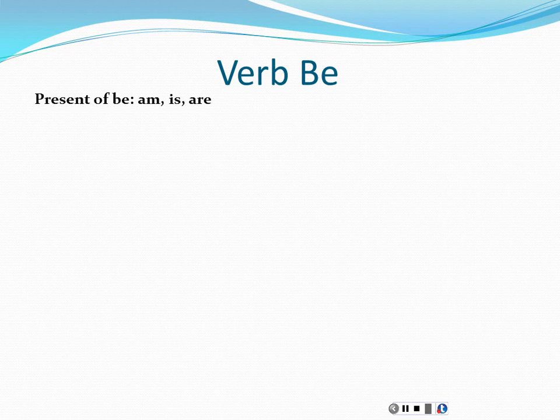Present of be. We will only talk about the present of be, the simple present form of the be verbs, which are am, is, are, as I said.